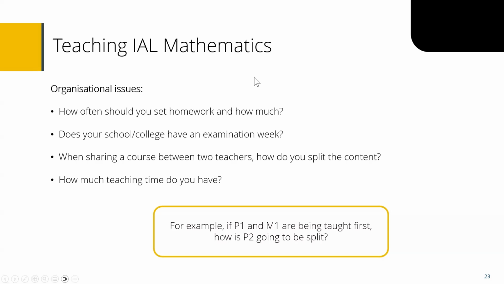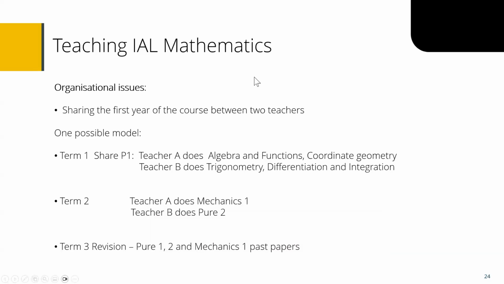Something more about the organizational issues here. Sharing the first year of the course between 2 teachers, here's a possible model that you could follow. Term 1, share of Pure 1. Teacher A does algebra, functions, and coordinate geometry. Teacher B does trigonometry, differentiation, and integration. Term 2, teacher A does Mechanics 1. Teacher B does Pure 2. Term 3, we have revision of Pure 1, 2, and Mechanics 1 past papers. That is just an example of how a school has delivered the Year 12 teaching.